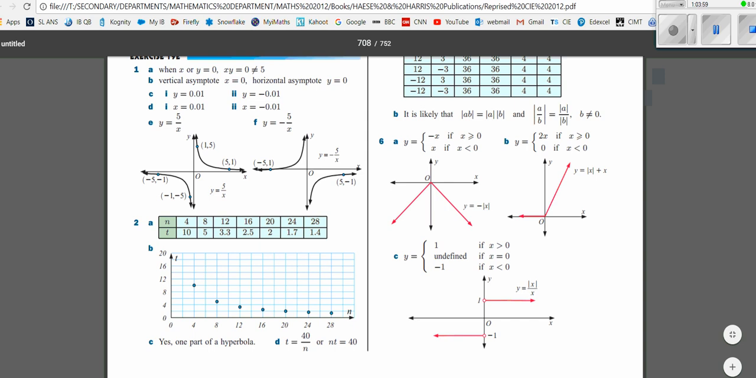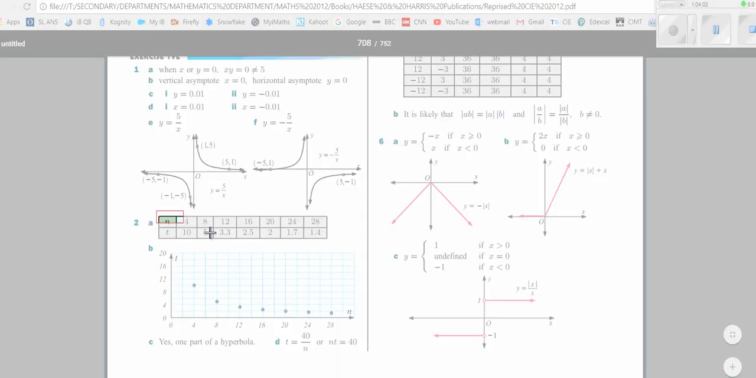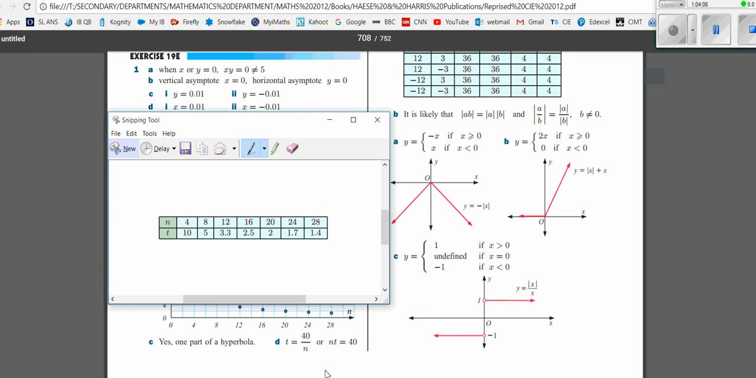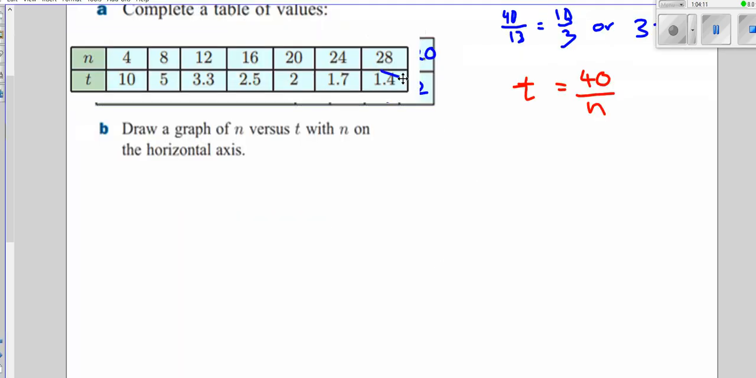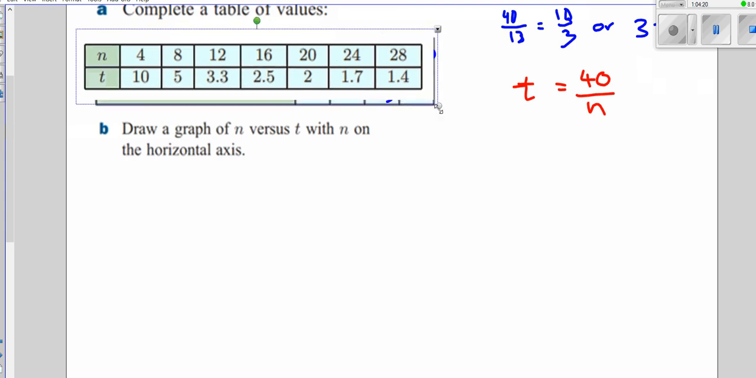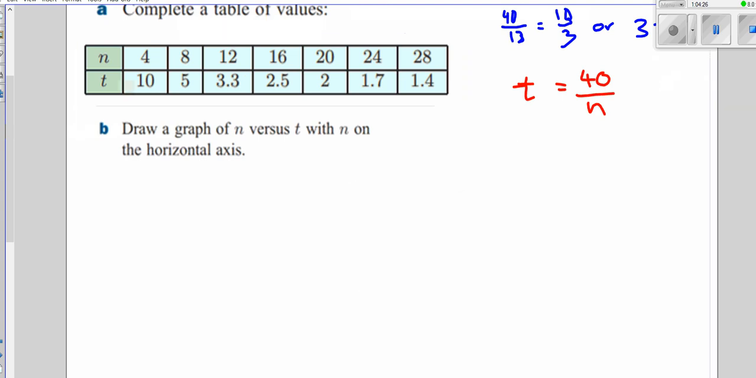So you could do a big table of values. If you do a big table of values, you'll end up with that. Big table of values is going to end up looking like that. See 3.3 recurring, or 10 over 3, 3 1/3. Draw the graph. When you draw the graph, feel free to pause and draw it. When you draw the graph, it's going to end up looking like this, roughly.